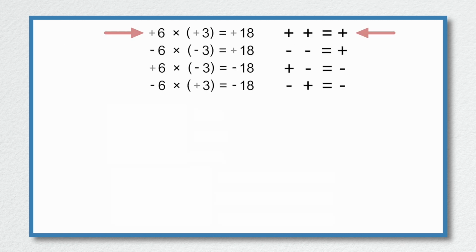So a positive number multiplied by a positive number gives a positive result. A negative number multiplied by a negative number gives a positive result. And a positive number multiplied by a negative number gives a negative result. And a negative number multiplied by a positive number gives a negative result. And when we look at division, we'll get the same relationship. And we're going to look at division in a minute.